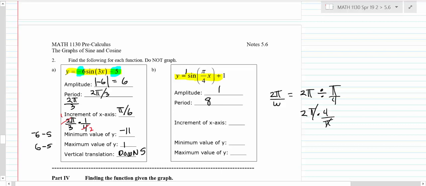All right, what's the increment going to be then? 2. Yeah, you take the period divided by 4. That gives 2. So if you were graphing this, you would just go 0, 2, 4, 6, 8. That would be your x-axis. Now the way I look at this, if the amplitude's 1, then the minimum's -1 to start with, but you're adding the 1, so that means the minimum is 0. And then the maximum is 1, but you're moving it up 1, so you'd have 2.